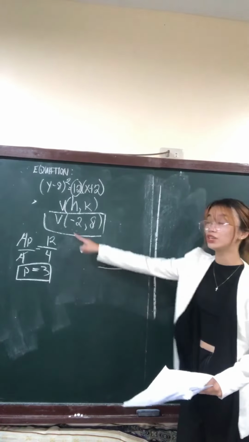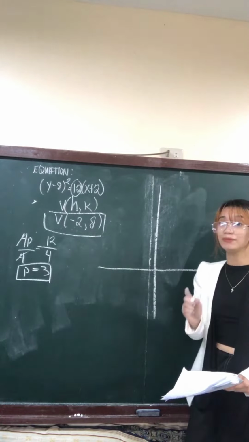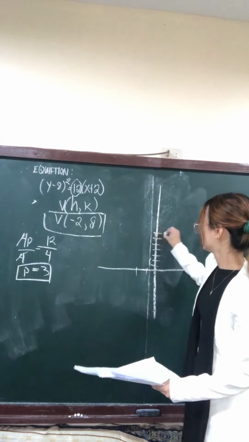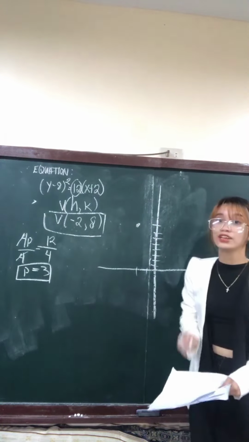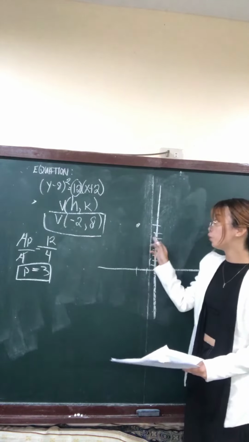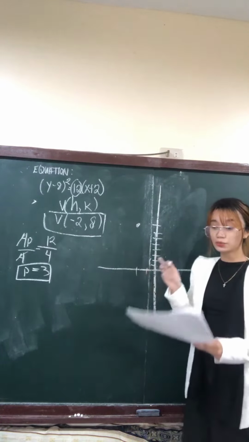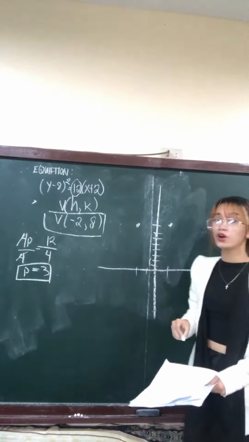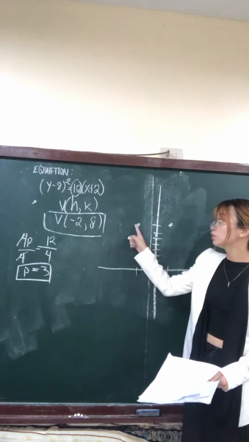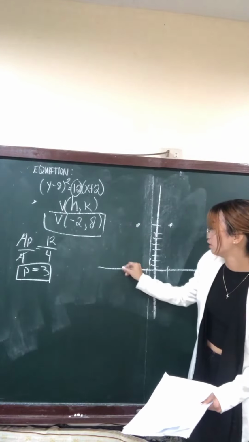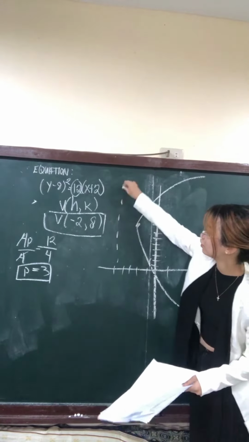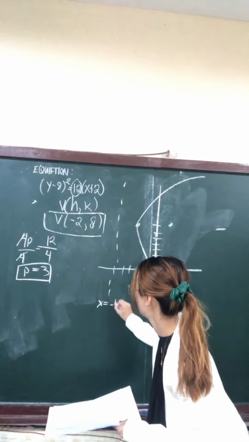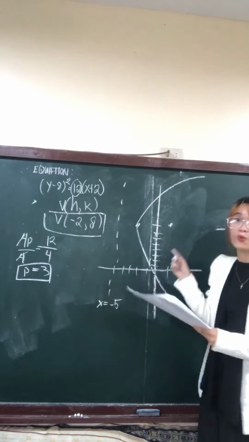Since our vertex has the value of negative 2 and positive 8, we can plot the point. To get the focus, we have to go away from the vertex by 3 units because we have the p value of 3. 1, 2, and 3. And we are also going to go p units the other way to get the directrix. 1, 2, 3. Located at this point, we can conclude that x equals negative 5, and our focus is at the point (1, 8).